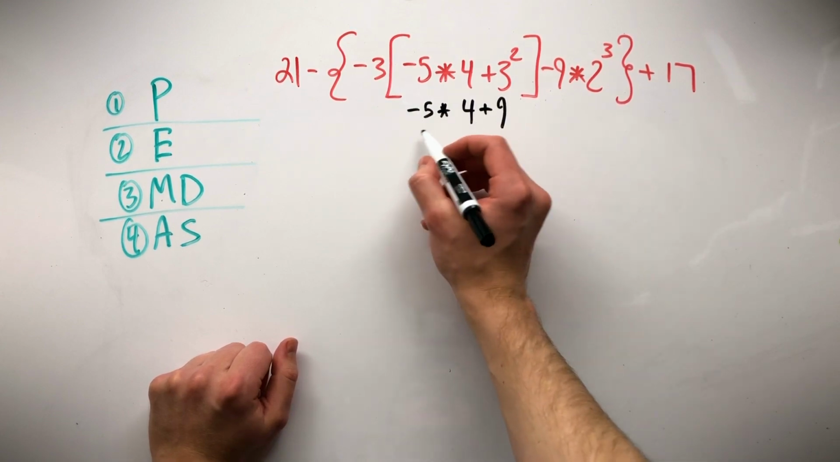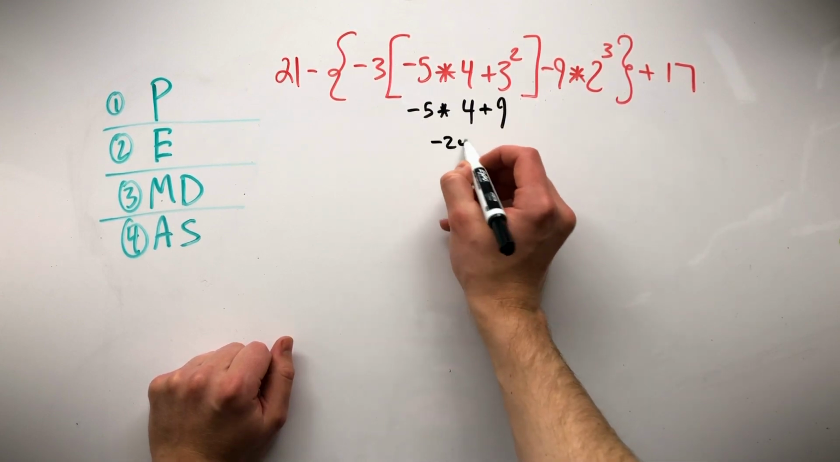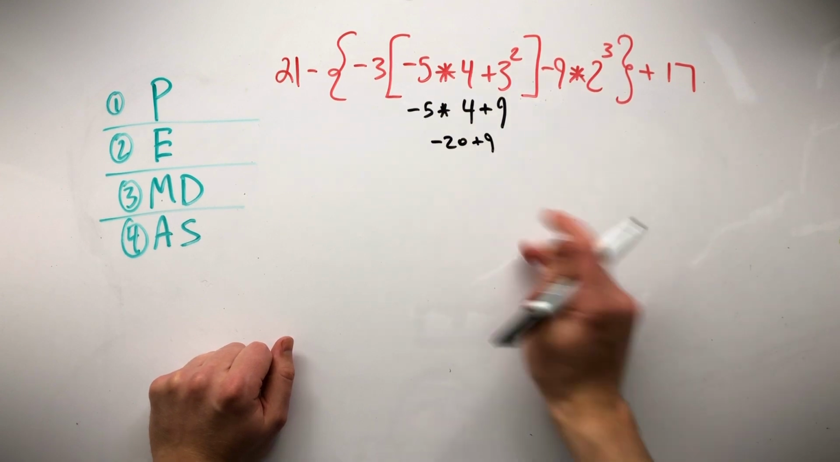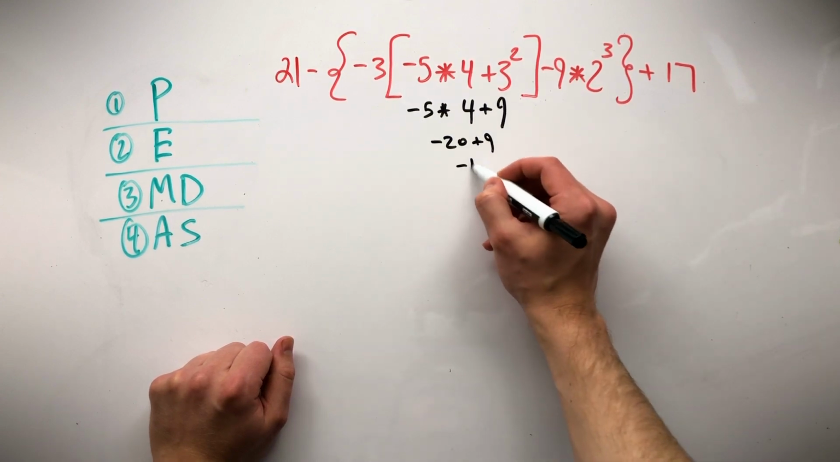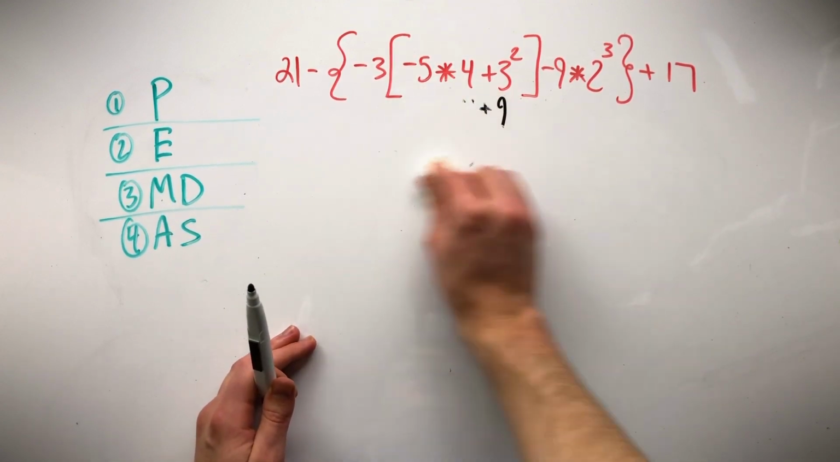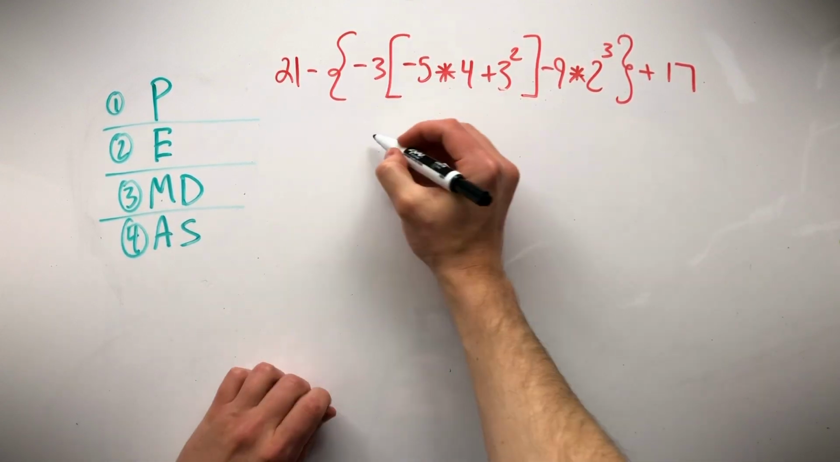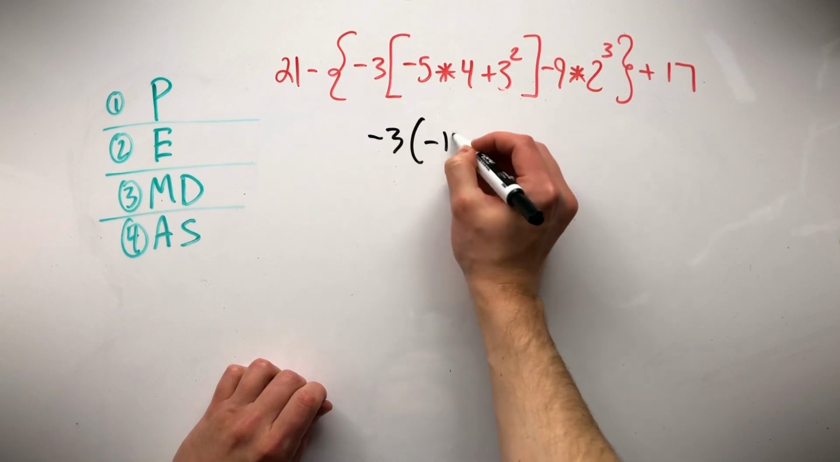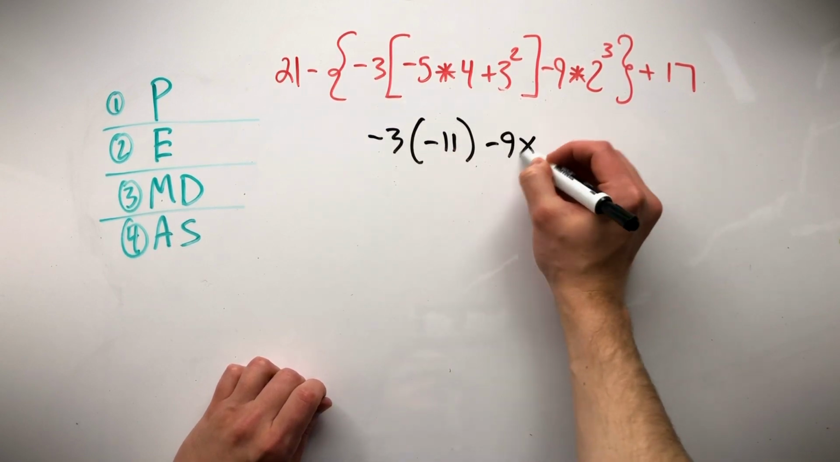Going to want to do multiplication next, so -5 times 4 is -20. And then do addition and subtraction. -20 plus 9, that's how we get that -11. So let's hold on to that -11 and bring the rest of the problem down. Now, as you'll see here in a second, the problem just got a little easier, visually at least, right?